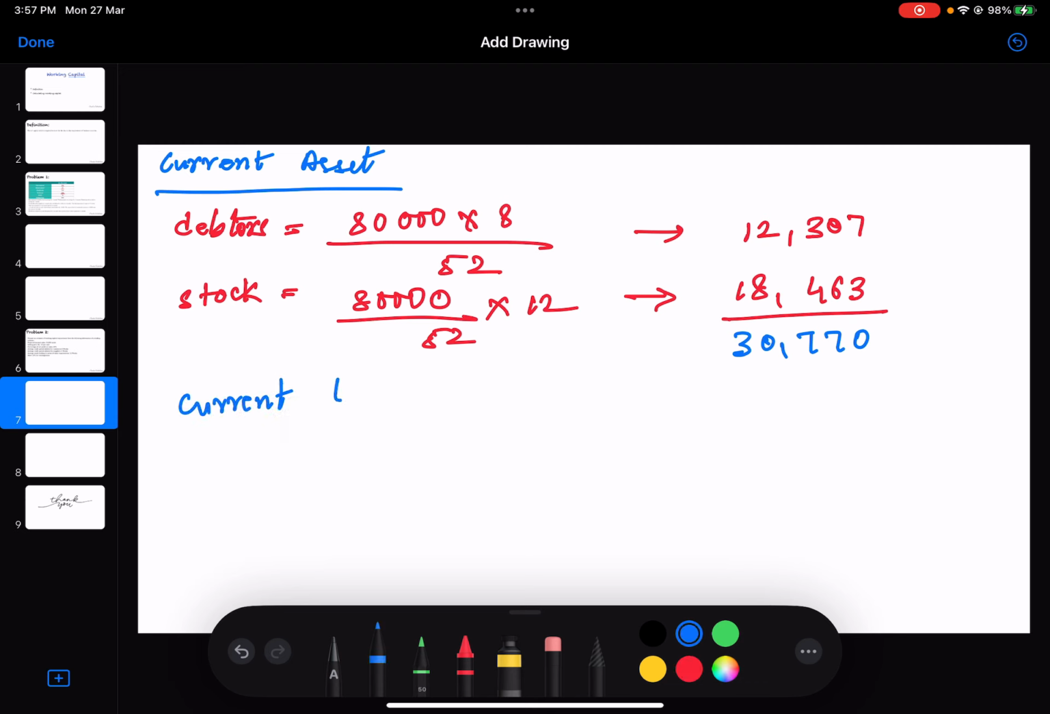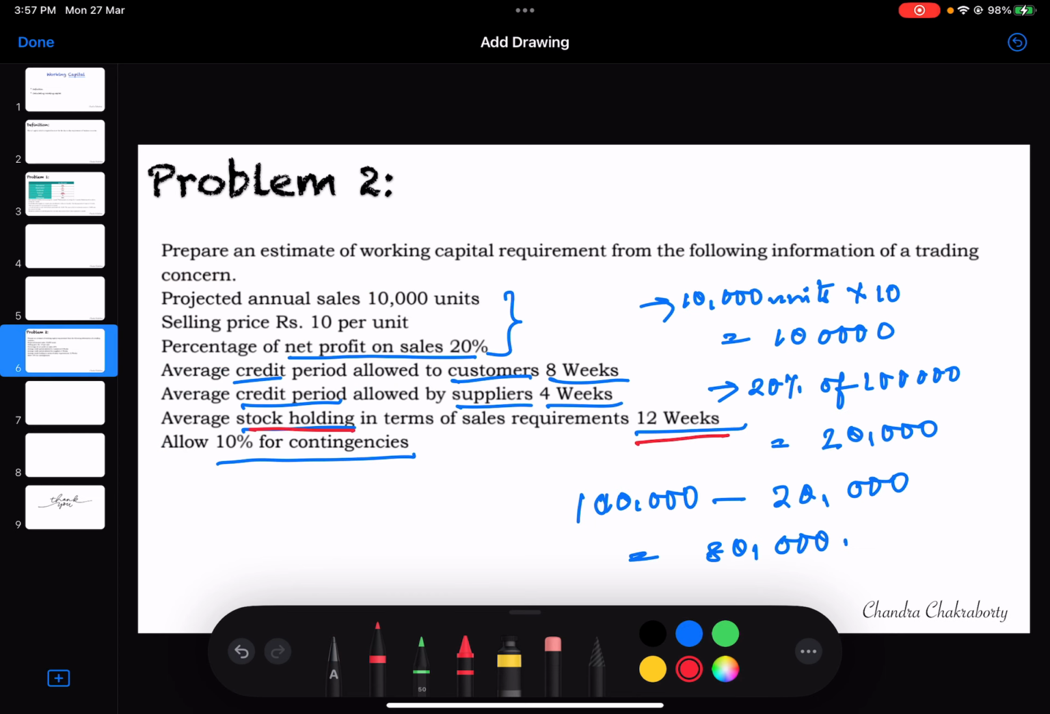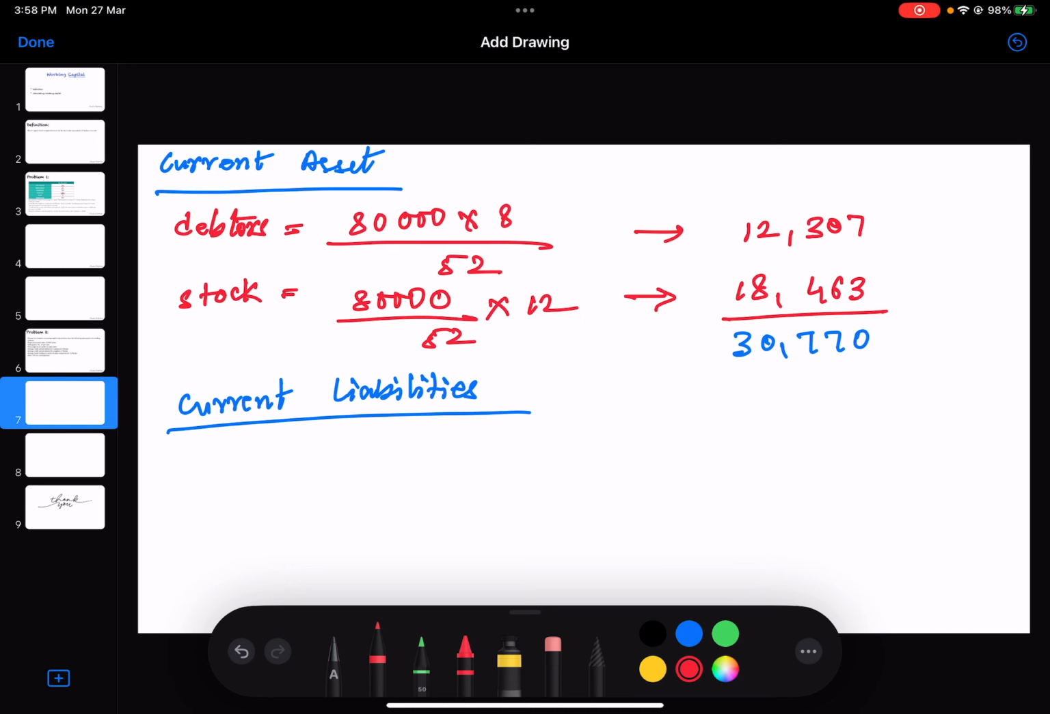Okay. Now let's come to current liabilities. All right. So here the only liability we have is the credit period by the suppliers. Okay, the credit is for 4 weeks, right? So it will be 80,000 by 52 into 4 and this will give you 6154 approx.